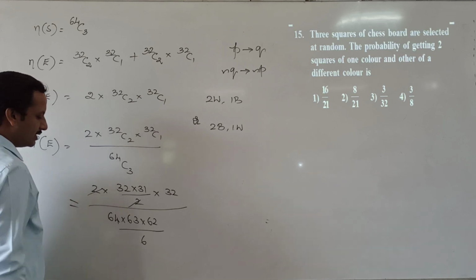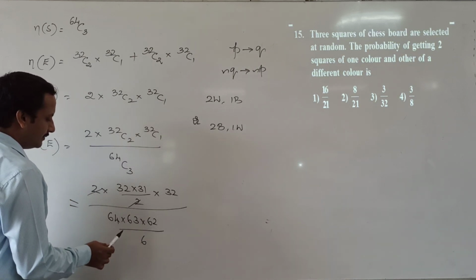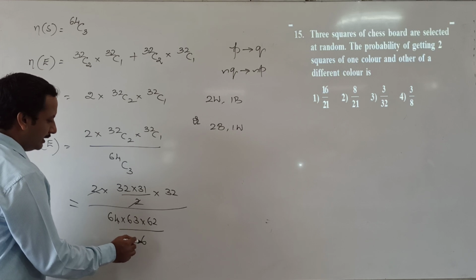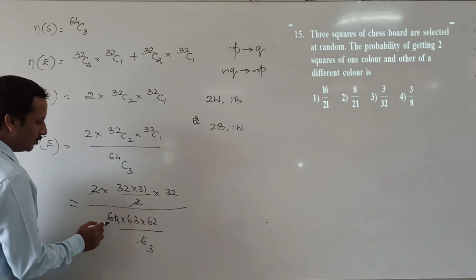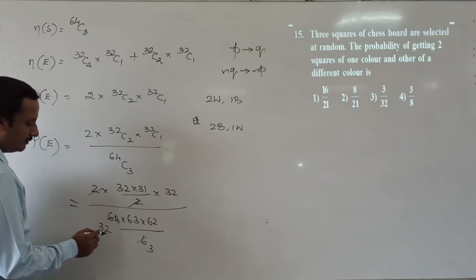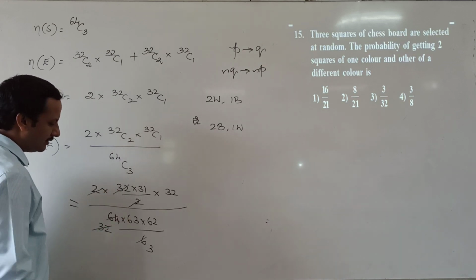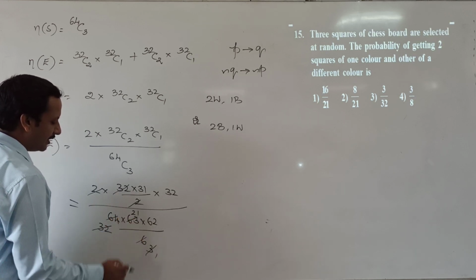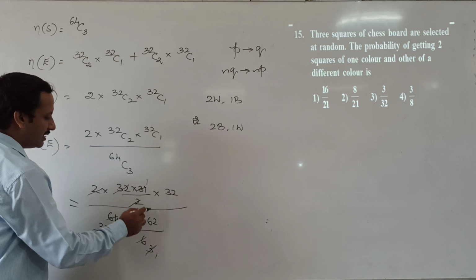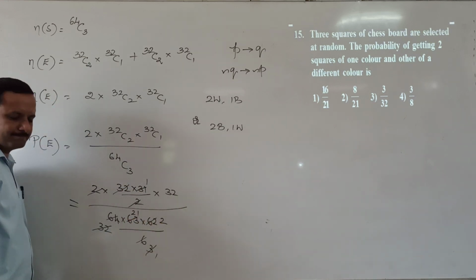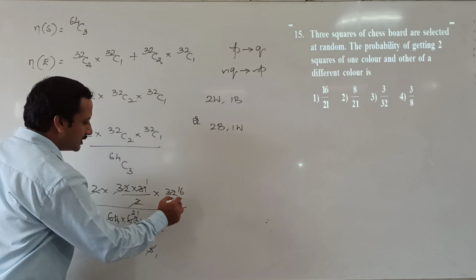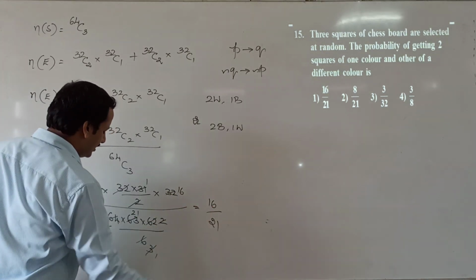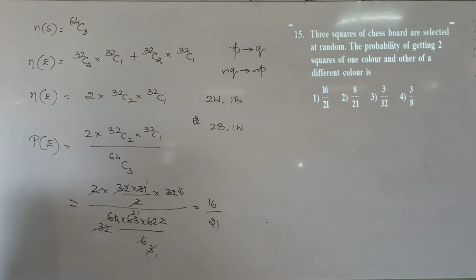Okay, 2 gets cancelled. Then the 32s get cancelled. Then 3 1s are 3, 21s are, and 31 1s are 31, 32 2s are 16, 2 1s are 2. So the answer is 16 by 21. That's the answer. Do we have this option? Yes, the first option, 16 by 21.